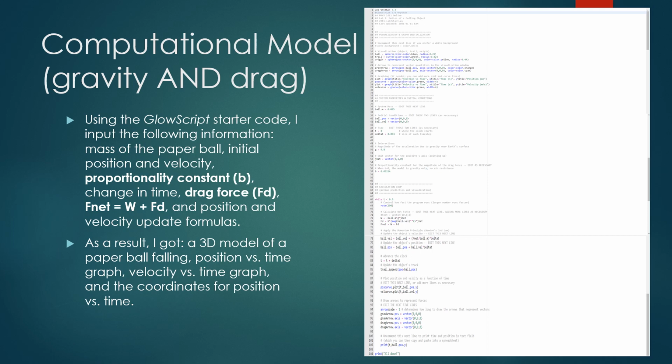In that while loop, we have the drag force. We had to define it with the formula. And then net force will now be equal to weight force plus drag force since we're accounting for both gravity and drag. And then I had the updated position and velocity formulas just like I did in the last model. And as a result, I got a 3D model of the paper ball falling with the position versus time graph underneath, followed by the velocity versus time graph, and the coordinates for position versus time.